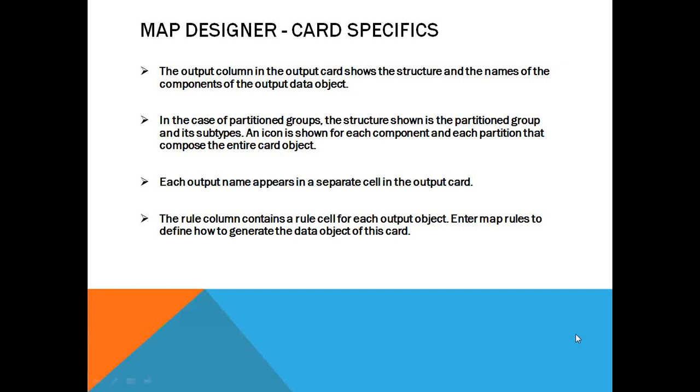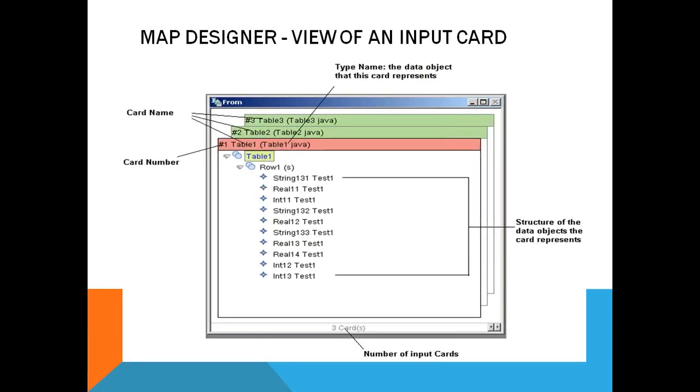Similarly, in case of partition group, the structure will be shown in the icon shown for each component. After the partition group, there will be multiple components. So basically 1, 2, 3 is the card number, and Table 1, Table 2, Table 3 are the card names, and the type name will be inside the brackets. That is the type we selected in type 3. Table 1 Java is the type we selected in type 2. So inside the brackets is the type, and outside the brackets is the card name.